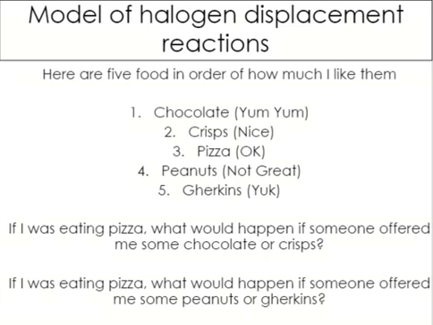So on the slide I've listed mine. Chocolate's at the top and gherkins at the bottom. If I was eating pizza, which is kind of in the middle of my list, which means I quite like it, but there's a lot of things that are nicer than it. If somebody comes along and offers me some chocolate or crisps, which I think are nicer than the pizza, then I'm going to put my pizza down and eat my chocolate or my crisps instead. However, if I'm eating my pizza and somebody comes along with peanuts or gherkins that I don't think are that great, then I'm going to continue eating the pizza, and I'm just not going to touch the peanuts and the gherkins. So we can use this as an analogy for what happens with halogens.